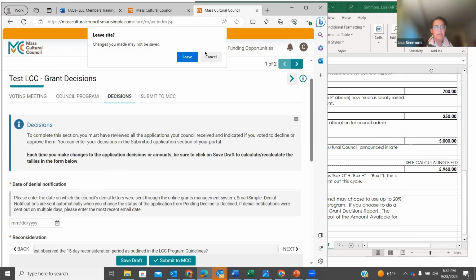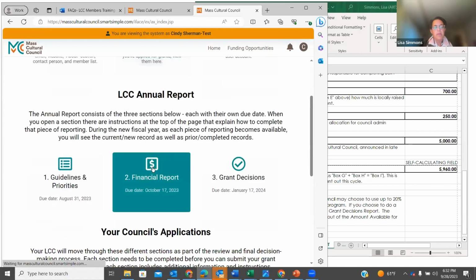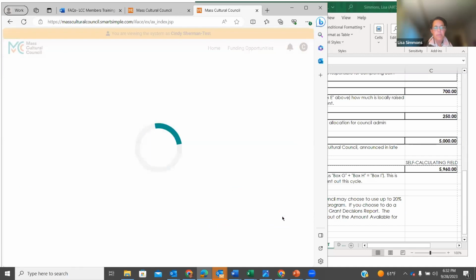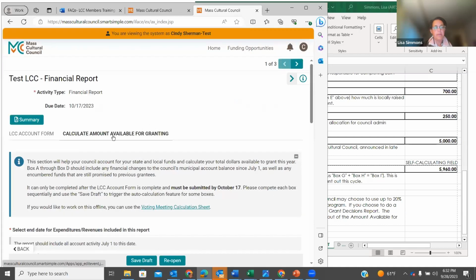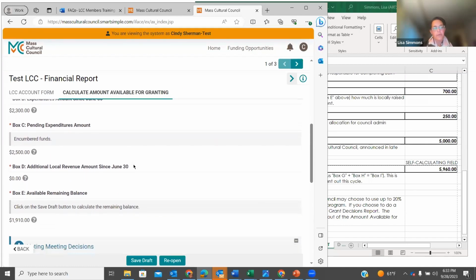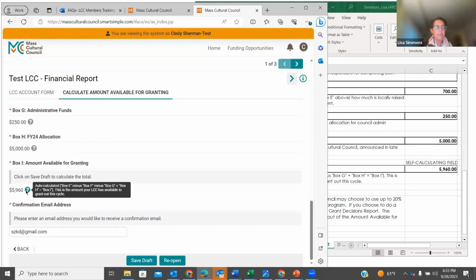So if you take 20% of your allocation and that's $500, let me go back here. Yes, if I go back here to my financial reporting, I open this and I go to calculate amount available for granting, that $500 that you want for a council program is going to come out of this amount of money, the 5,960. So you just have to remember that when you're doing that.